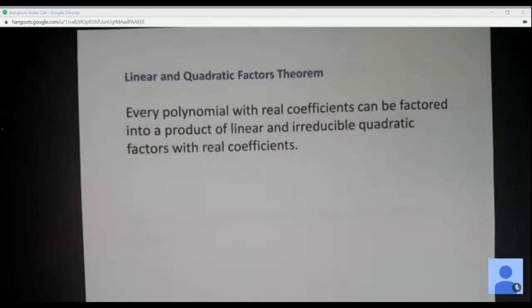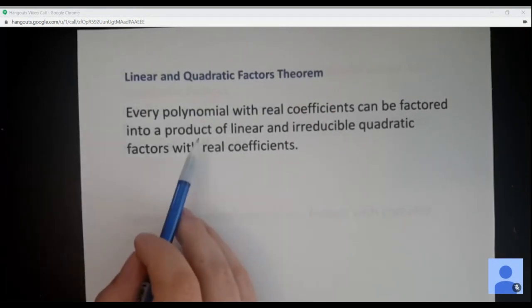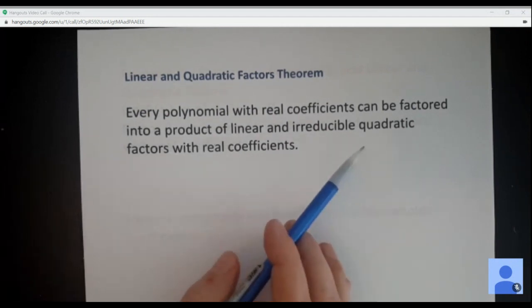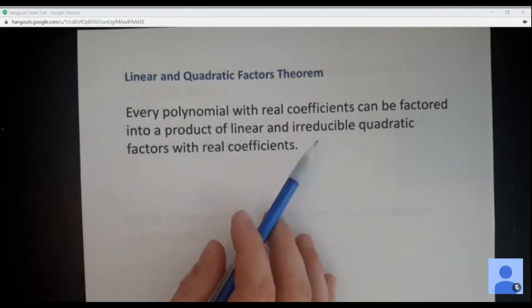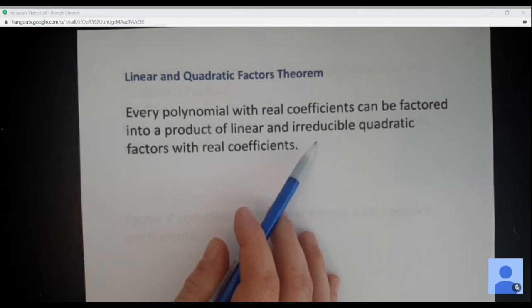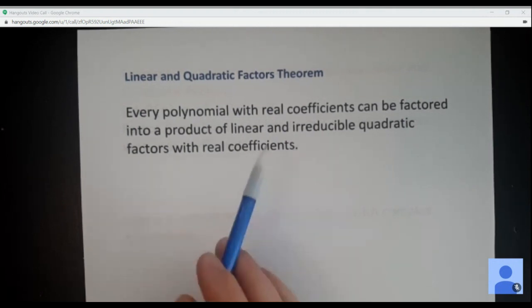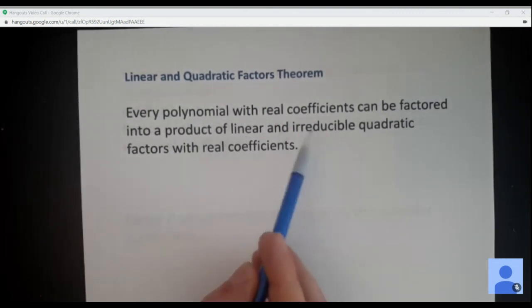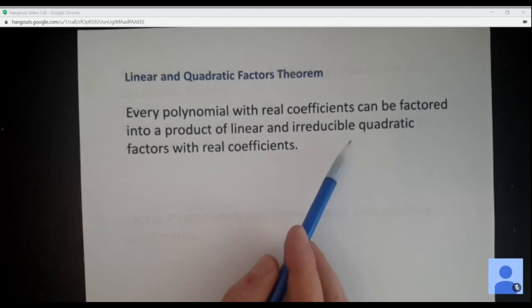All right, so linear and quadratic factors theorem. What this theorem tells us is every polynomial that has real coefficients, and that's the only polynomials we're going to look at. We're never going to have imaginary coefficients or anything like that. They can be factored into the product of linear and what we call irreducible quadratic factors, meaning quadratic factors that can't be factored any further. So anytime you're given a polynomial, as long as all the coefficients are real, we can always factor it down into linear and quadratic factors where those quadratic factors can't be factored anymore.